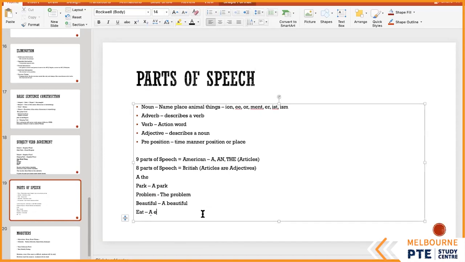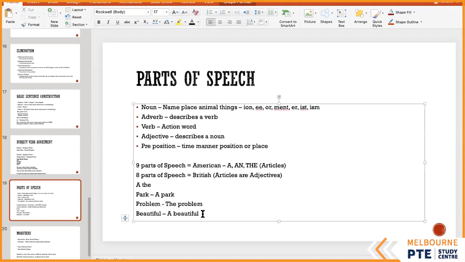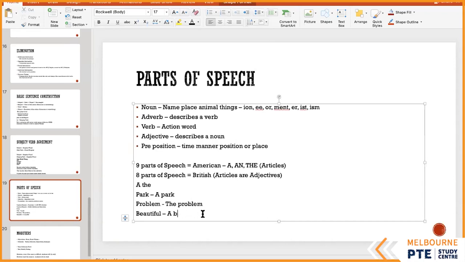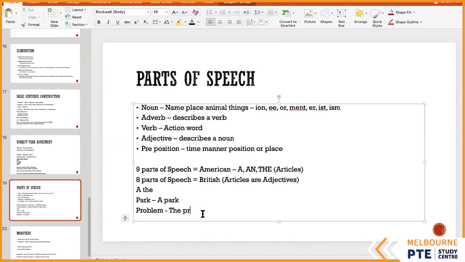Can I say "I eat" as a noun? No. Can you say "the eat"? No. Why? Because that's not a noun. Same thing. Let's look at an adverb, slowly, for example. Can I say "a slowly"? No. Can I say "the slowly"? No. Same thing. So the best way to figure out a noun is to look at a word and put "a" or "the" before it.